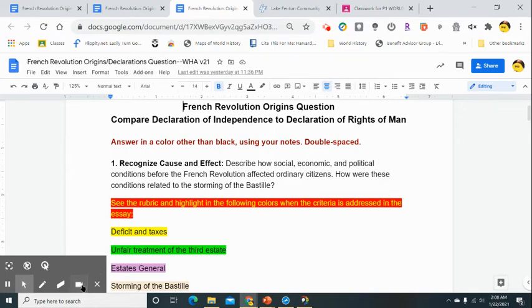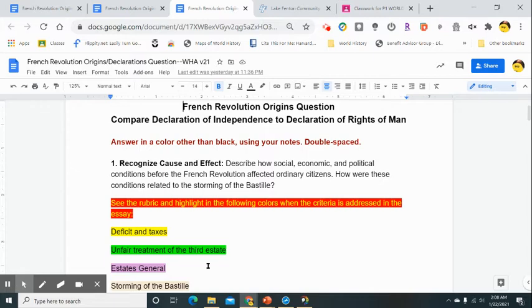Describe how social, economic, and political conditions before the French Revolution affected ordinary citizens. How were these conditions related to the tipping point, the spark, the storming of the Bastille? So use the rubric, and highlight the following colors to show how you've addressed these criteria.